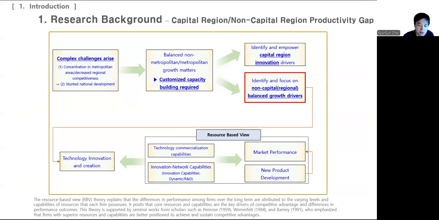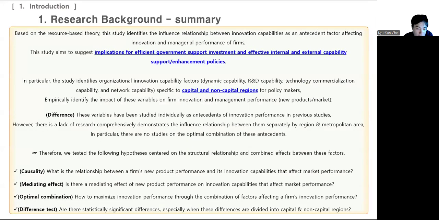This slide discusses challenges from concentration of resources in the capital region and its impact on development. Concentration in metropolitan areas reduces regional competitiveness and hinders national development in various ways. According to the resource-based view, RBV theory, long-term firm performance differences are due to varying resources and capabilities. To put it shortly, this study explores how innovation capabilities affect firm performance, focusing on differences between capital and non-capital regions. The goal is to guide efficient government support and enhancement policies.